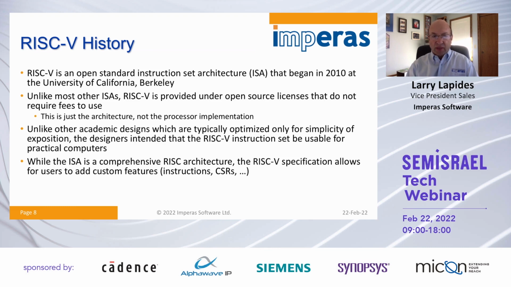Unlike other academic designs, which are typically optimized only for simplicity, the designers of RISC-V intended that this instruction set be usable for practical purposes. And while the ISA is a comprehensive RISC architecture, the RISC-V specification allows for users to add custom features, instructions, CSRs. It's this freedom and not the free, which is why RISC-V usage is growing so fast.